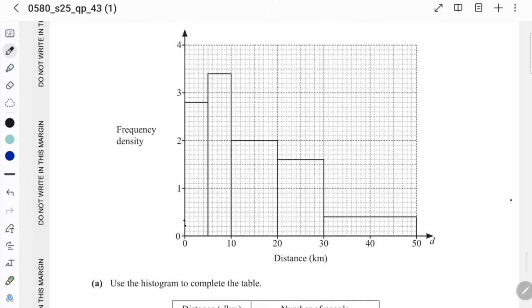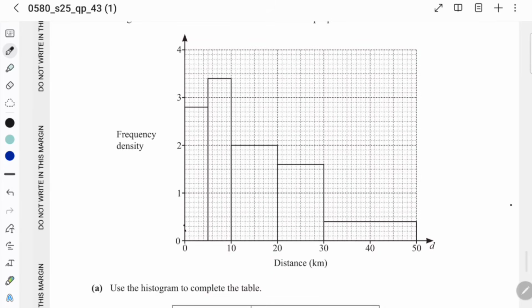Use the histogram and complete the table. First of all, write down the frequency density for each bar. This is 0 to 1. We have 10 boxes, so each box is 0.1. So this is 2.8, 3.4, exactly 2, then 1.6 and 0.4.